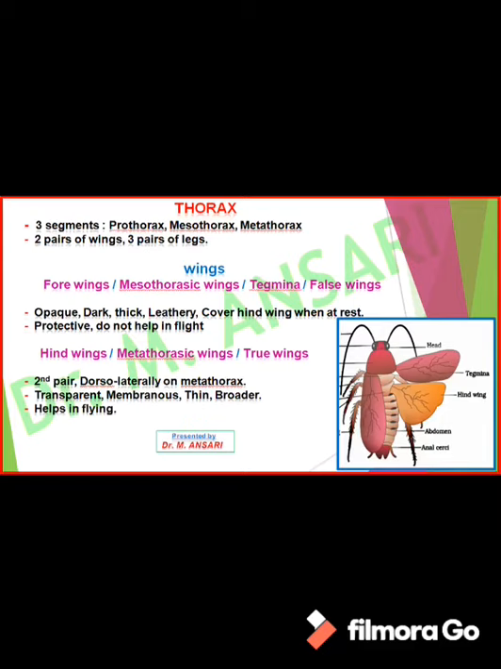Hind wings are also called metathoracic wings or true wings. The hind wing is the second pair of wings, attached dorsolaterally on the metathoracic segment. It is transparent, membranous, thin and broader than the forewings. It helps in flying, that's why it is called true wings.